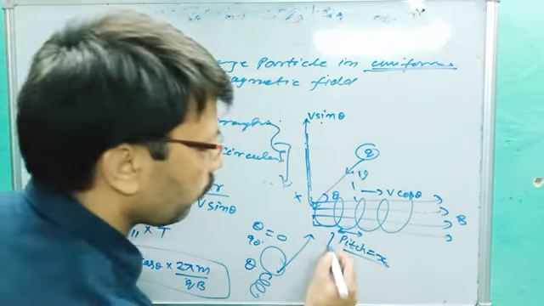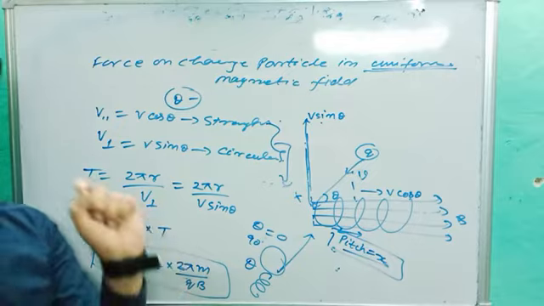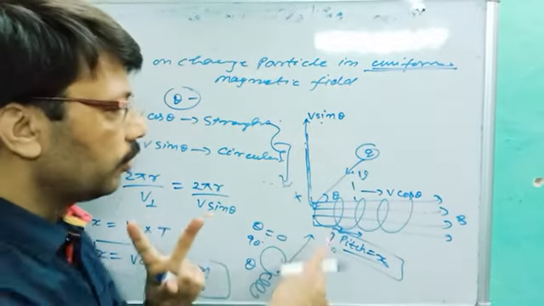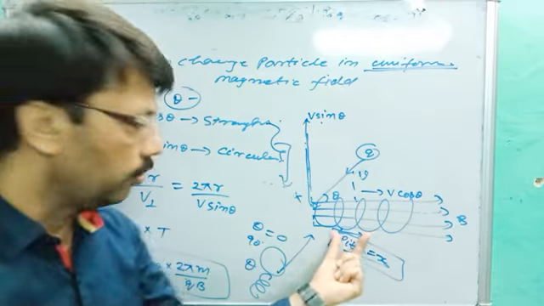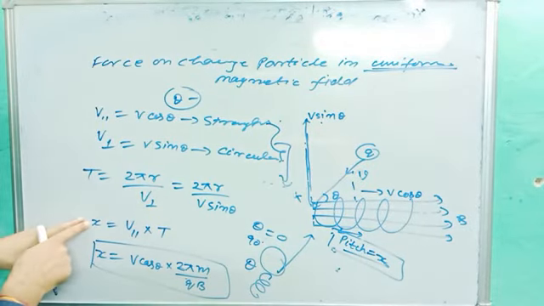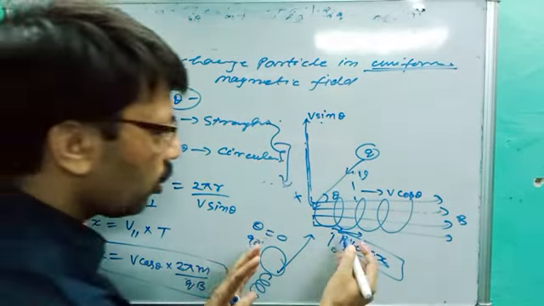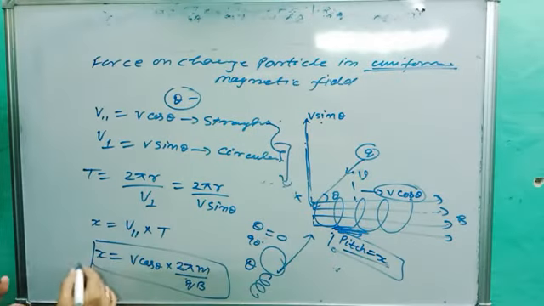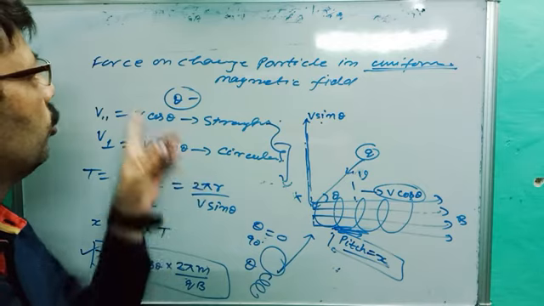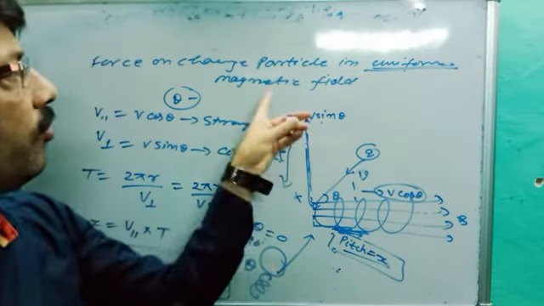In a helix, you have to find out the pitch. Pitch is the total distance between two rotations. You can see it from here to here. This distance is called the pitch, like in cricket. So the pitch distance is equal to velocity into time, and the velocity is v cos theta, into the time 2 pi m upon qB. So this is all about the force on a charged particle in a uniform magnetic field.